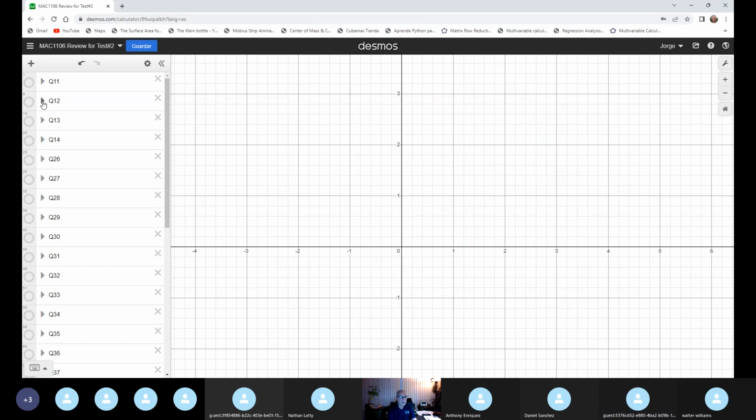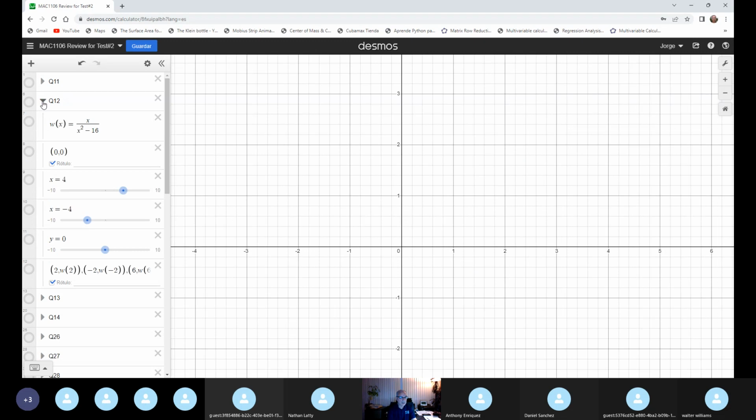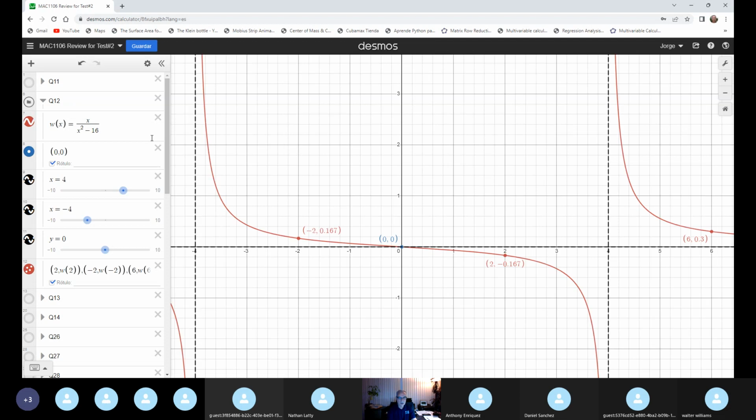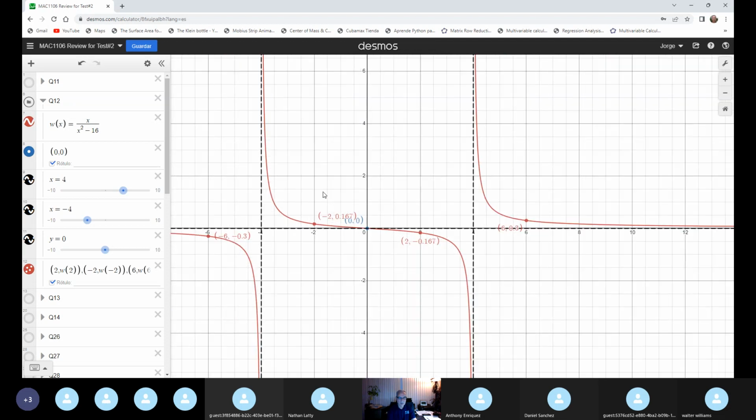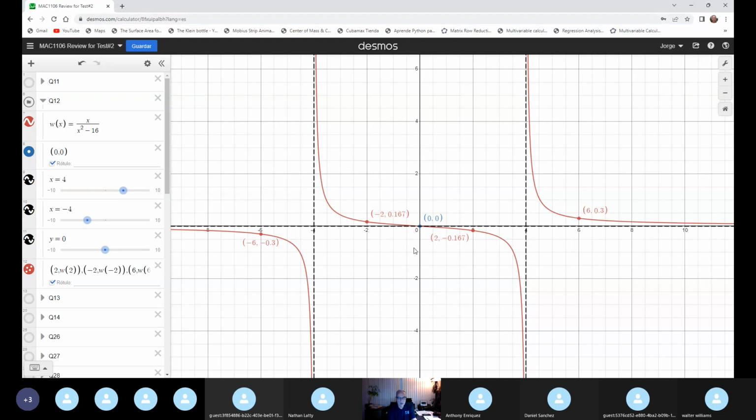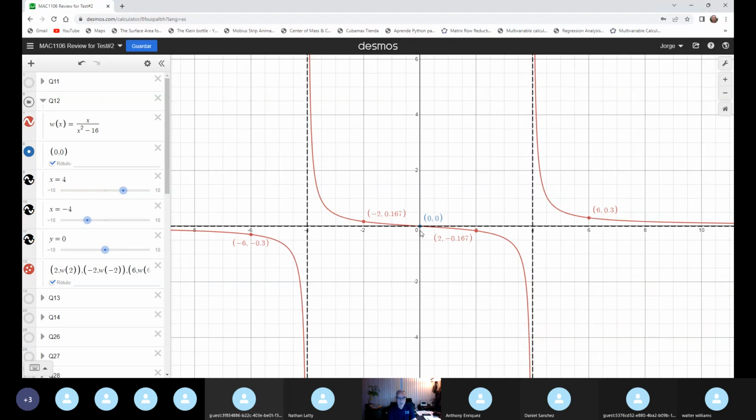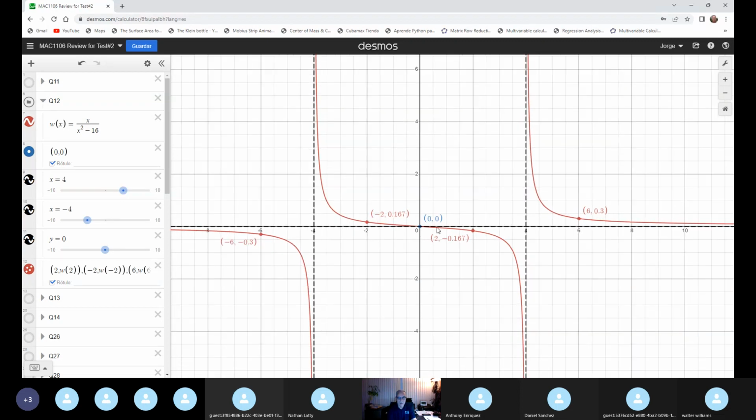We see it. Okay. My 12 problem is x over x squared minus 16. We discover on the piece of paper that we have only one x and y intercept in a set. We have 2 vertical asymptotes at +4 and -4. You evaluate at different points.